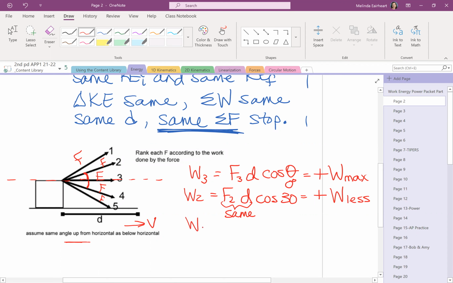And what about 1? Well, again, F1 and D are going to be the same. The only difference is maybe now it's at a cosine 45. Well, cosine 45, compare that to cosine 30. Is this going to be between max and less? Cosine 30, cosine 45. Somebody grab a calculator. How is our 45 going to rank with the 30?